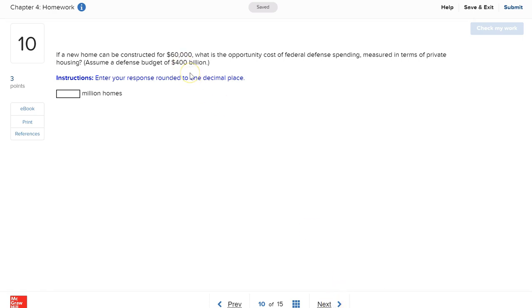Number 10, the same exact process with some different numbers, but you get the idea. You're going to take your total budget, divide it by the per unit cost, and that's going to give you the number of houses that are given up.